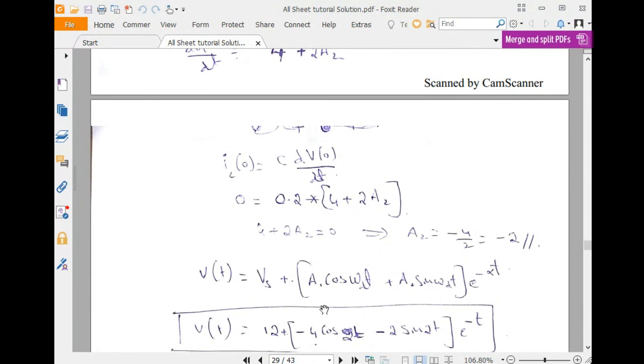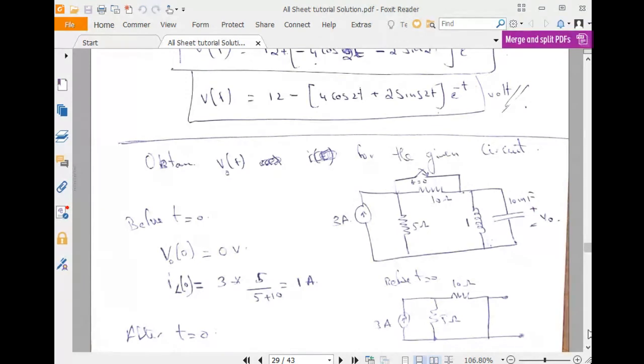Now substitute all the values in the standard equation. You will get v of t. Here 12 is the source. Is it clear?